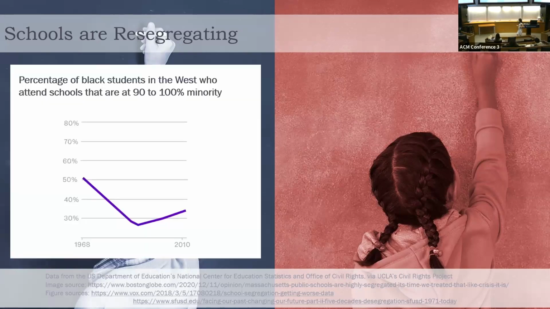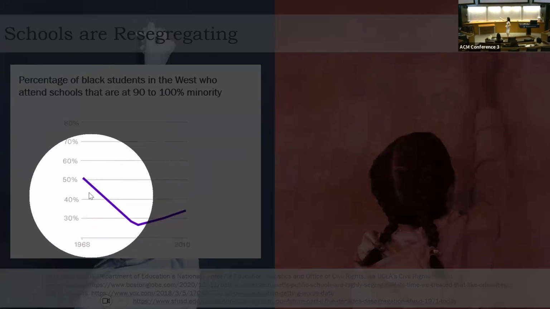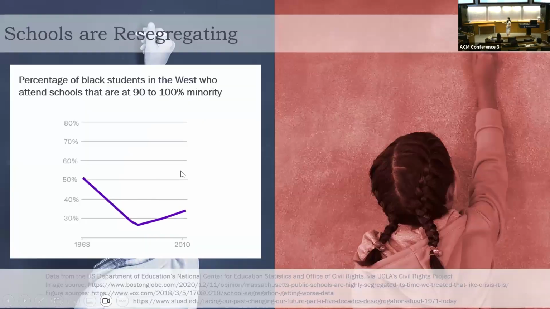If we look at this left-hand plot, this is showing the percentage of Black students in states in the west of the United States. So this particular article divided up the United States into 5 geographic regions. And within the Western states, it looked at the percentage of Black students who attend schools that are 90 to 100% minority. Just one cut of the data, but you'll see that this percentage has been decreasing to about the 80s and then starting to go back up.